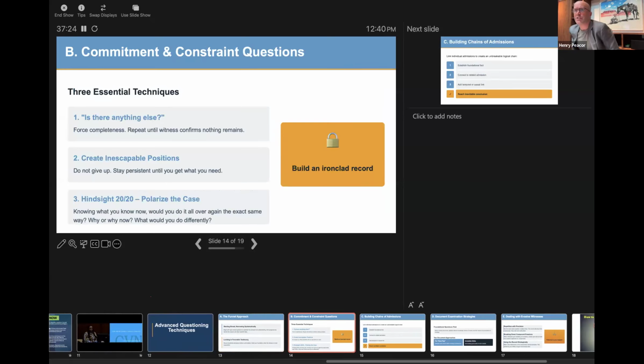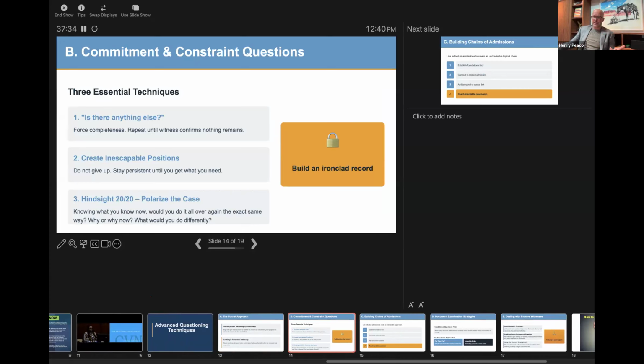Commitment and constraint questions. These are three essential questions I am always writing down and making sure to ask. Here they are. The first one: is there anything else? Again, not just for experts, but for any other witness. Is there anything else you want to say here today?